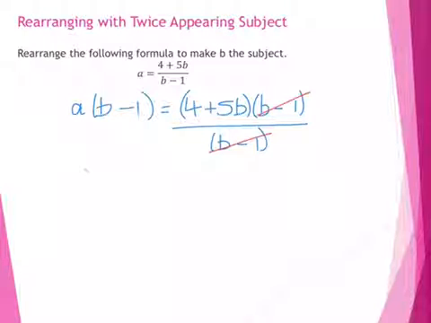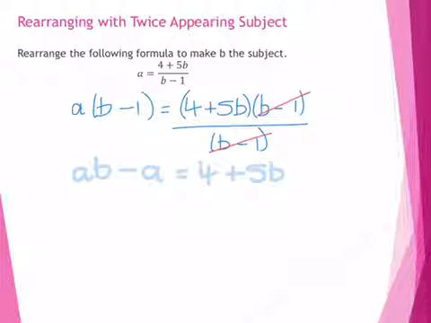So I'm going to have AB minus A equals 4 plus 5B. Okay, starting to look a little bit nicer now. But we know from before we only need the subject to appear the one time, not twice. So I'm going to collect any term that involves the letter B on my left hand side and anything that doesn't involve the letter B on the right hand side.